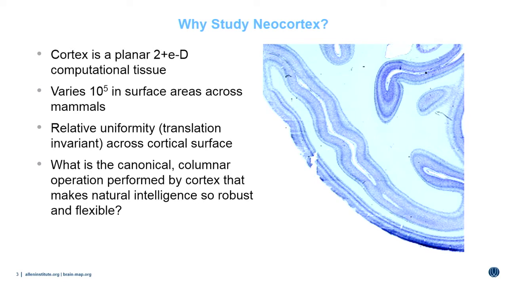And we all believe, from the evidence from patients, et cetera, that this primarily derives from cortical tissue. So the question is, what is the canonical operation provided by tissue that enables intelligence, mentation, cognition, memory, and of course also consciousness, particularly the content of consciousness, which is closely associated with cortex.